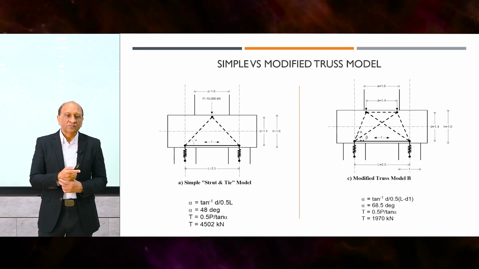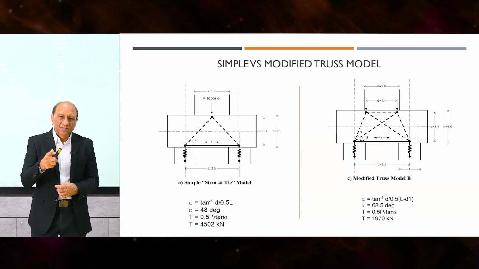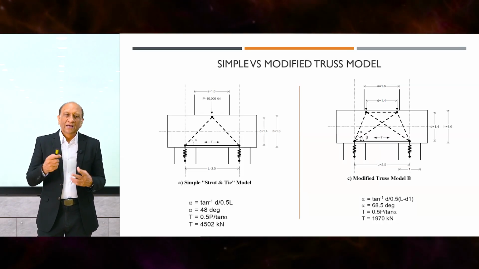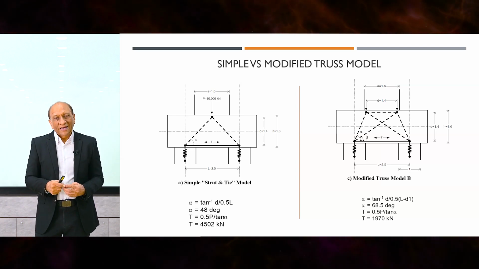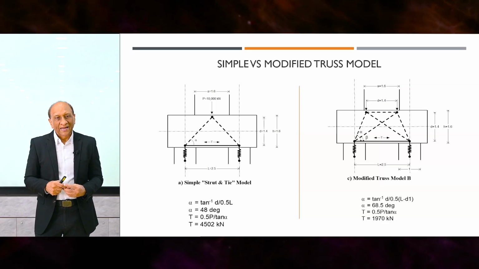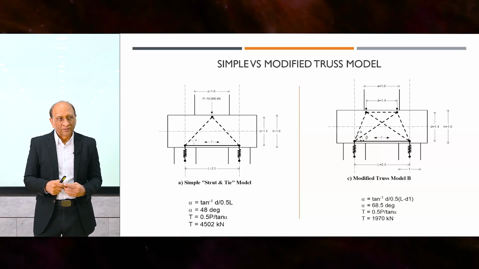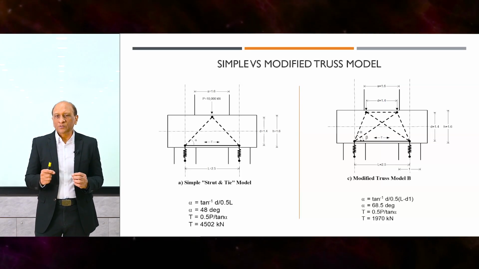And just to demonstrate below, you can see that if you use the first model, you get tension equal to 4,500. If you use the second model, you get tension equal to 1,900, half. So that means the reinforcement at the bottom of the pile cap can be half that of the assumption of a point load in a simple truss. And this is very important.